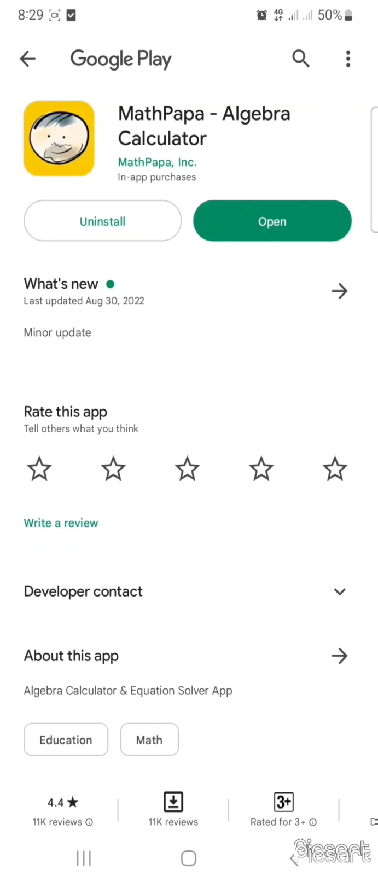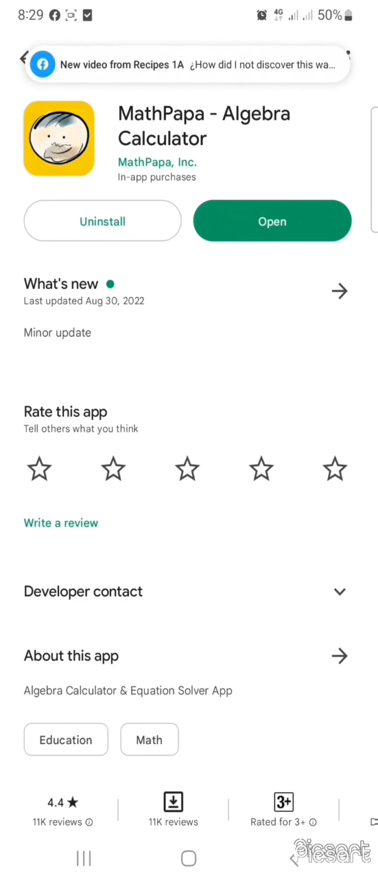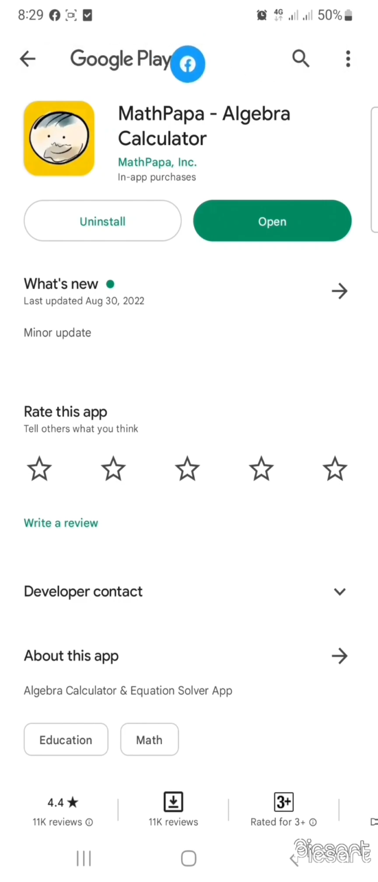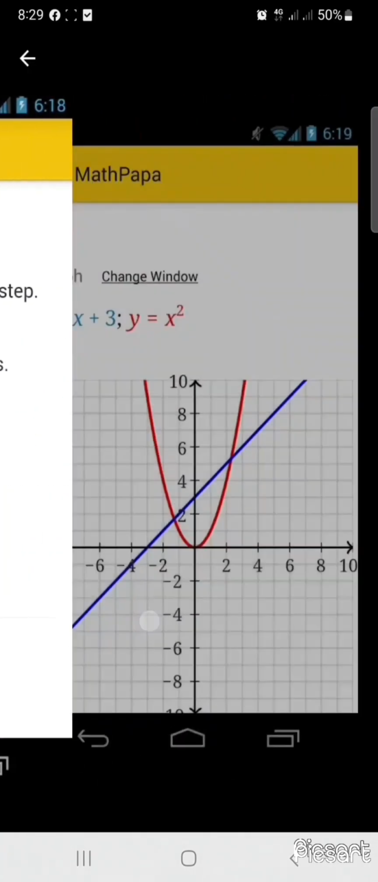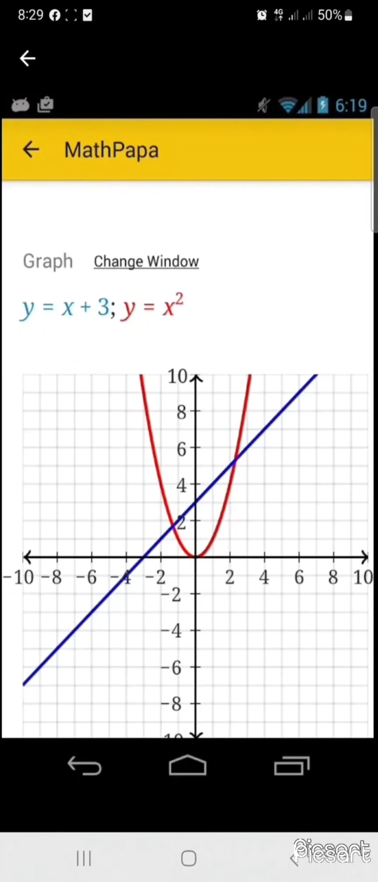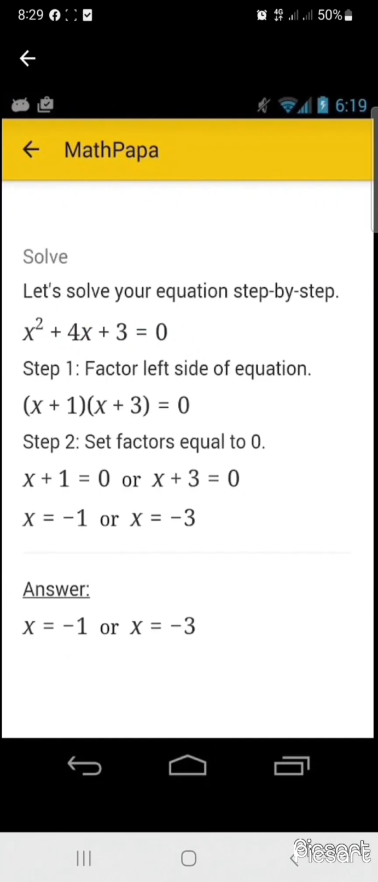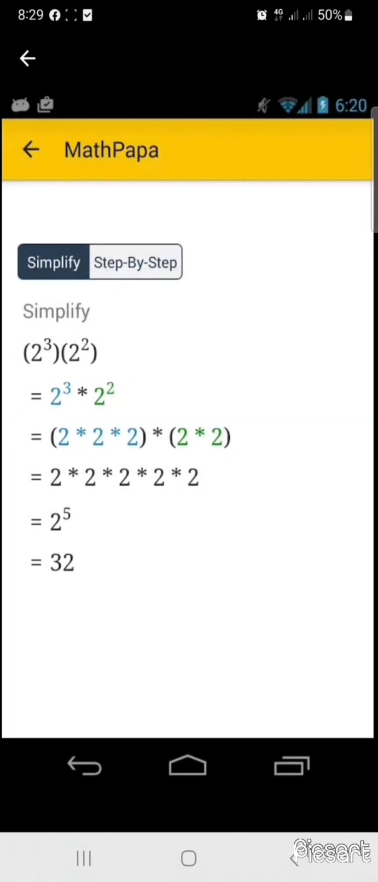This application will help students understand how solving equations works. It doesn't just give us an accurate answer. It also shows all the possible processes and how to solve the equation. You can also use this to graph functions, factor polynomials, and simplify expressions.